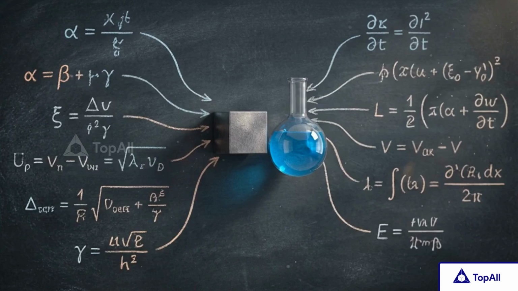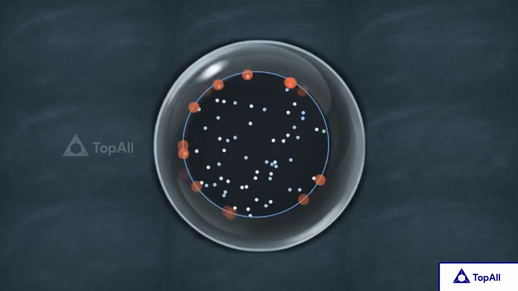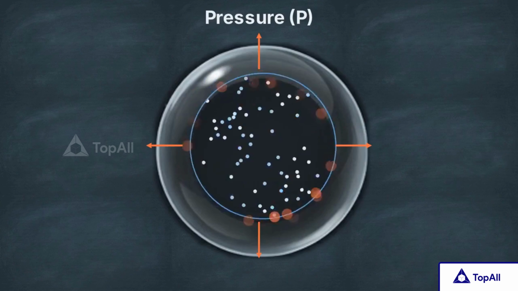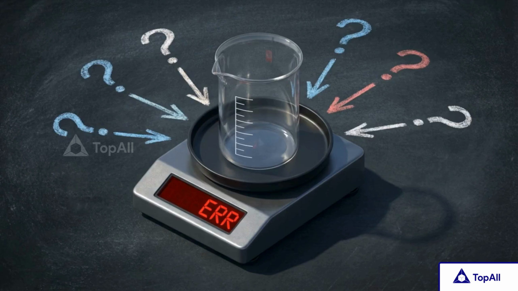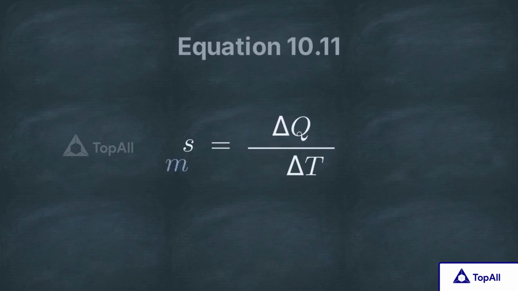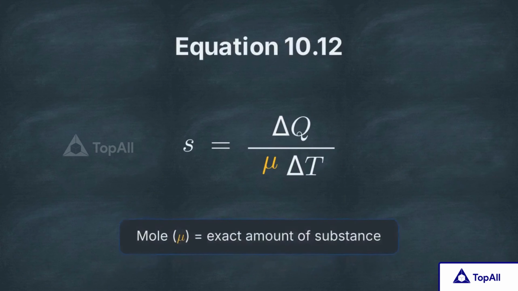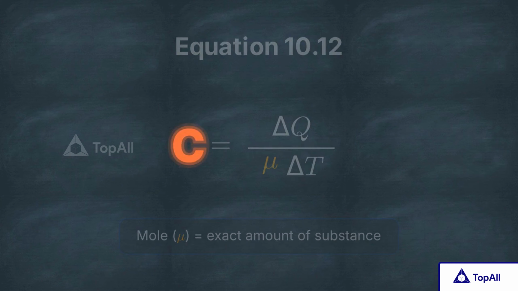This works perfectly for solids and liquids, but physicists run into a wall when applying this to expanding gases, where measuring precise mass in kilograms is highly impractical. To fix this, we swap mass for moles, represented by the Greek letter nu, to introduce equation 10.12. A mole is simply a unit used to measure the exact amount of a chemical substance. This creates the molar specific heat capacity, represented by a capital C.